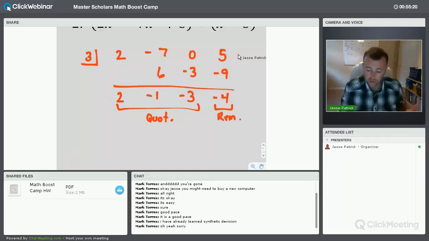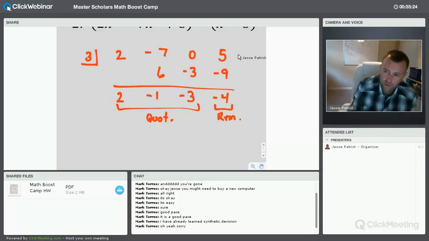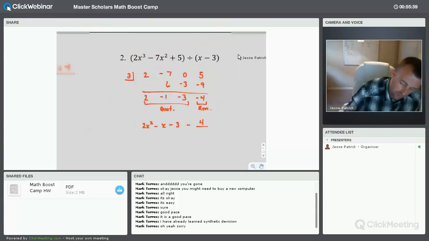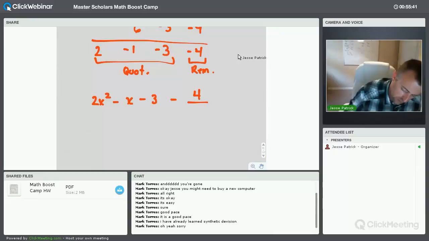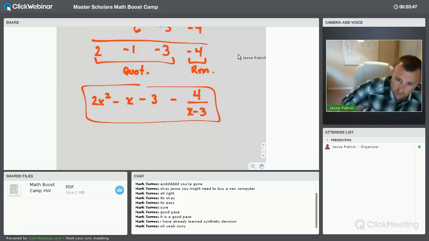Again, starting with the -3, that's your constant. Therefore, -1 is a linear term, and 2 is your quadratic term. So this is a quadratic quotient. So this would be 2x squared minus 1x, or x, minus 3. And because that's a -4 for the remainder, it's minus 4 over my divisor, which is x minus 3. Done. Okay, let's try to speed up a little bit each time.